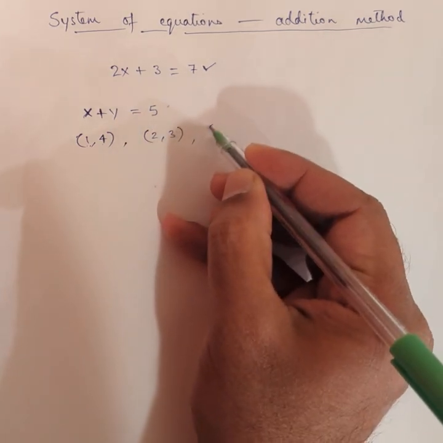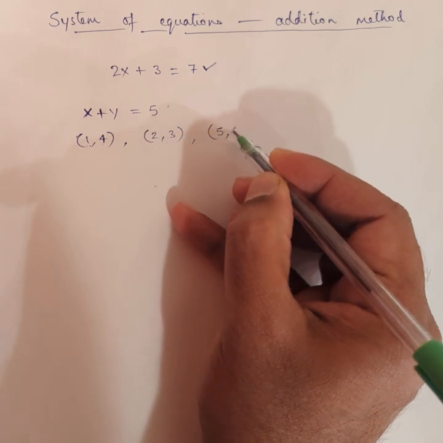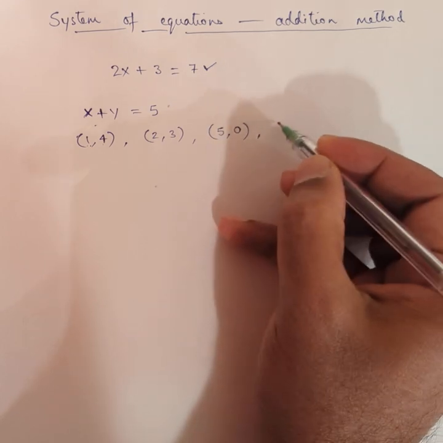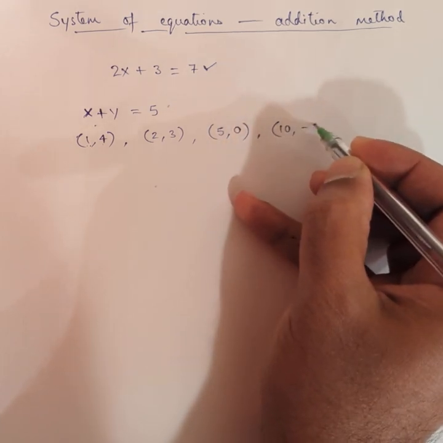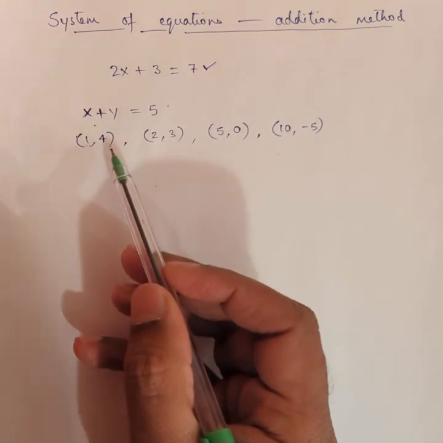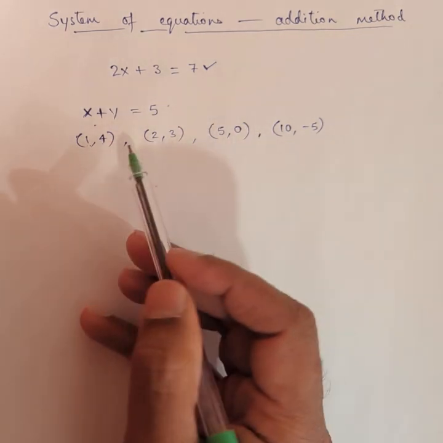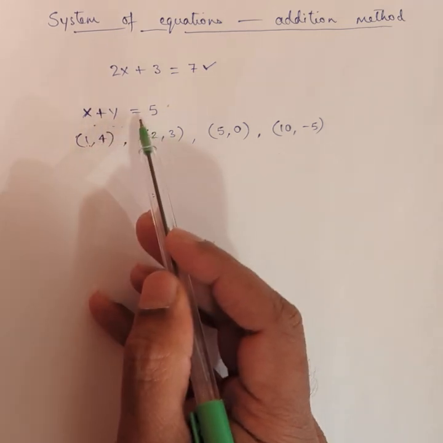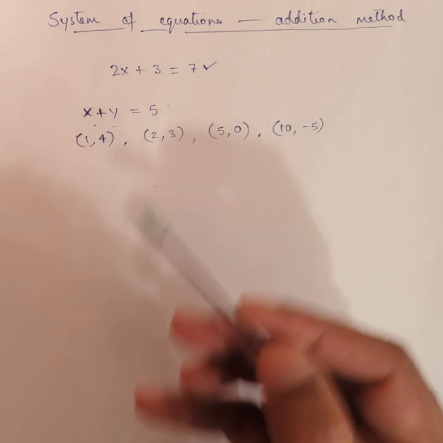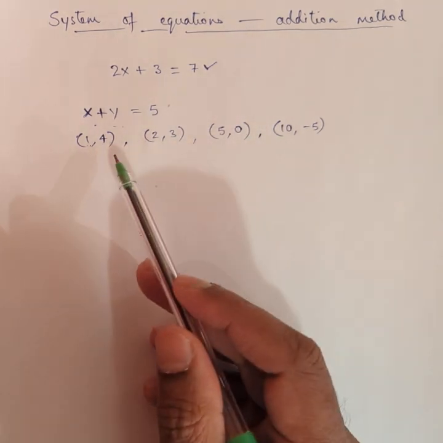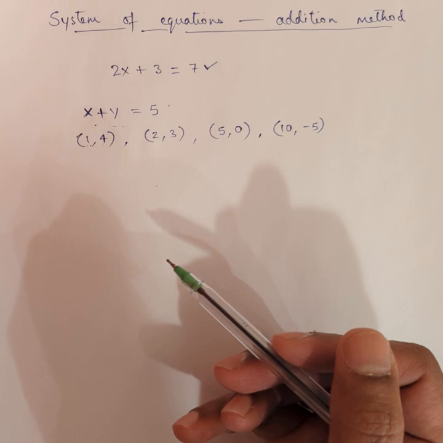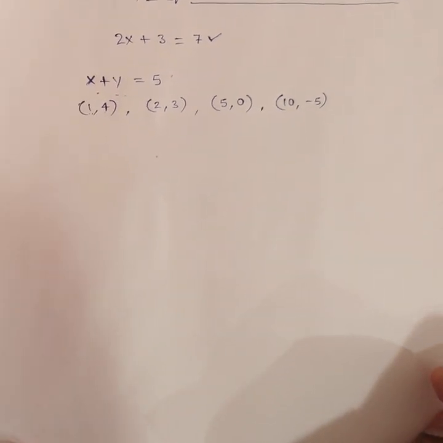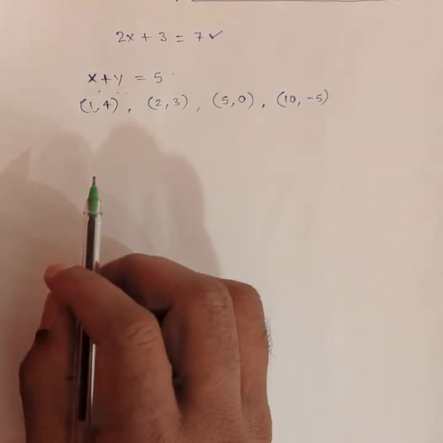Now you don't have to have just positive integers, you can have negative numbers. So (5, 0), so you can have 0, or you could have 10 and negative 5. So as you can see, there are tons of solutions. In fact, every point on this line, if you were to graph this, you get a straight line, and every point on that line will be a solution. So there will be infinitely many solutions. So you cannot find a single solution for both variables.